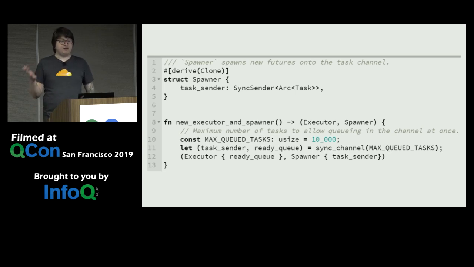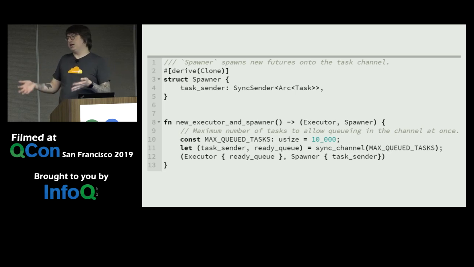And it holds the other end of this channel that is in the executor. So the sender sends stuff down the channel, the executor pulls stuff off the channel, and then actually runs the futures. And we made this little helper function called new executor and spawner that spins up an executor and spawner that know how to talk to each other.